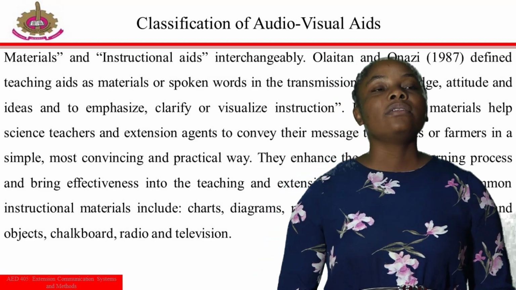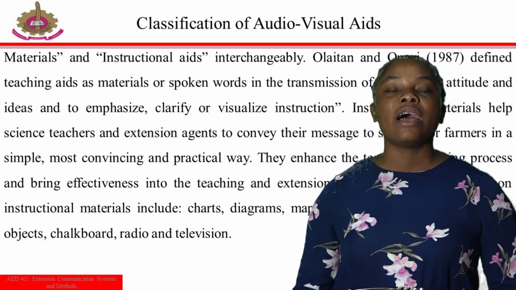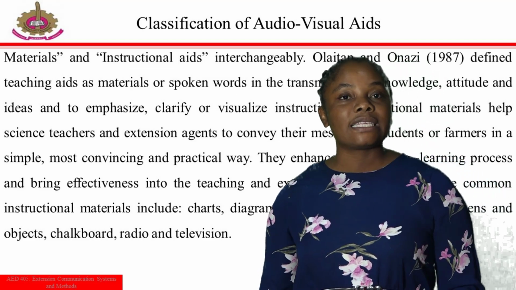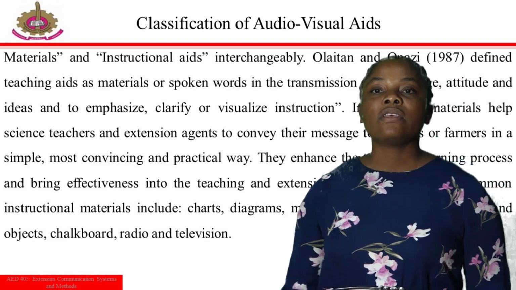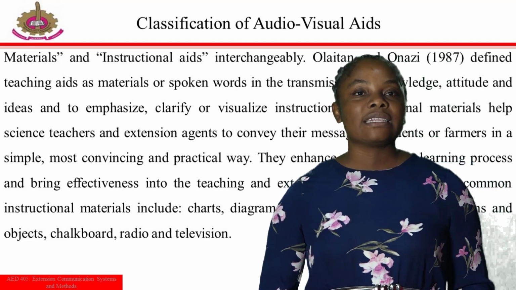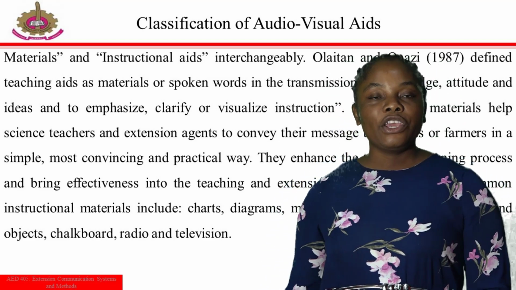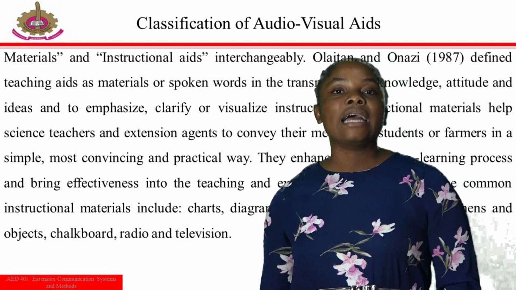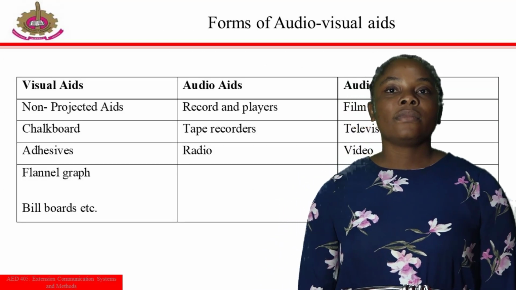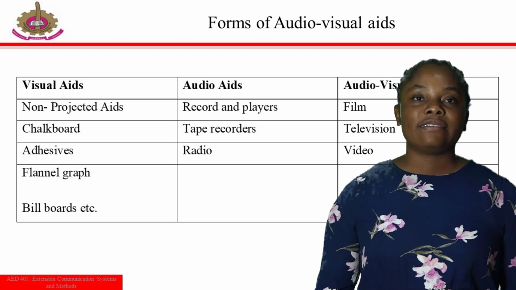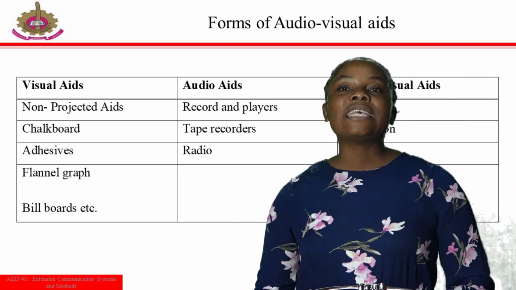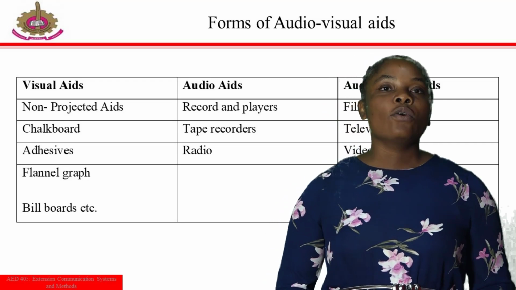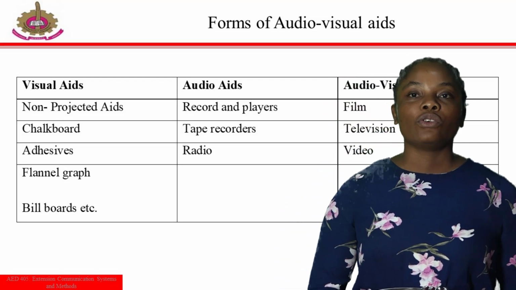Some common instructional materials include charts, diagrams, maps, motion pictures, specimens and objects, chalkboards, radio, television, and others. We have the classification of the aids. The first one is the visual aids. The second one is the audio aids, while the last one is the audiovisual aids.